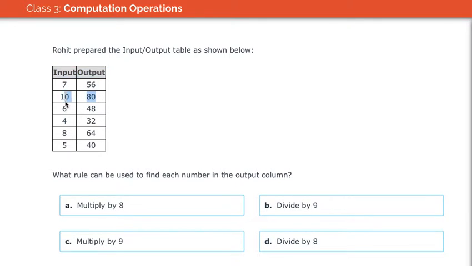Let's see. Let's see what 10 multiplied by what is equal to 80. It's 8, so easy. 7 multiplied by 8 is also 56. 10 multiplied by 8 is 80. 6 multiplied by 8 is 48. 4 multiplied by 8 is 32. 8 multiplied by 8 is 64. And 5 multiplied by 8 is 40. Let's see if it's correct.